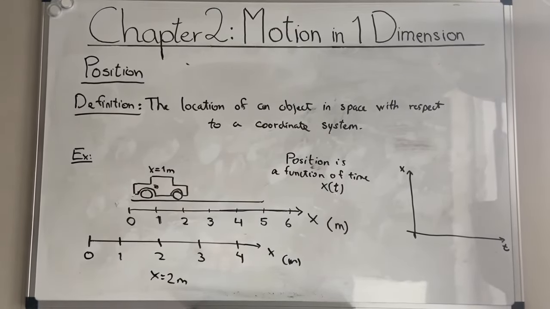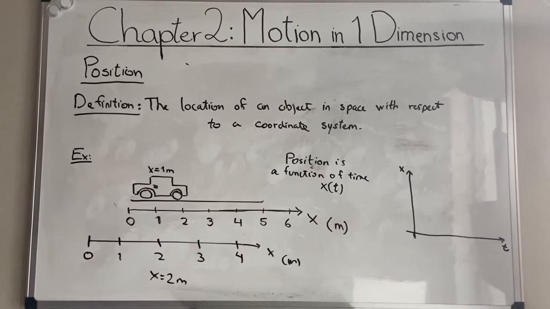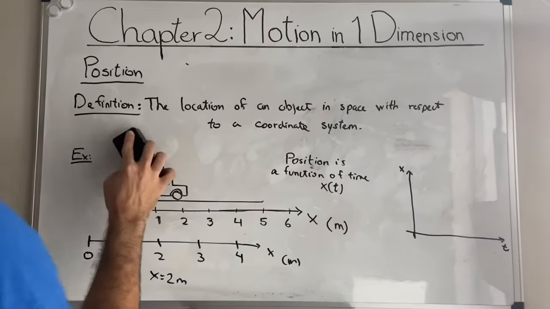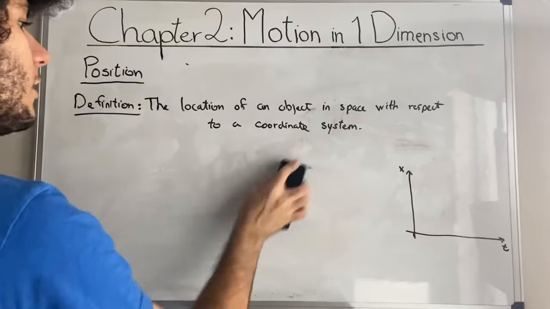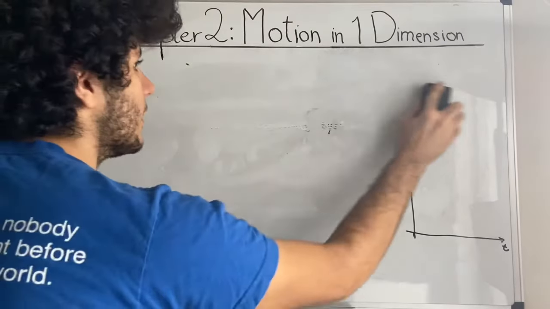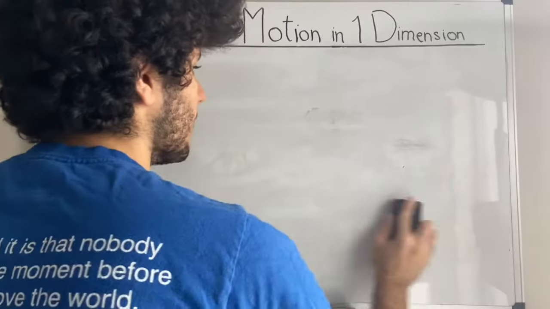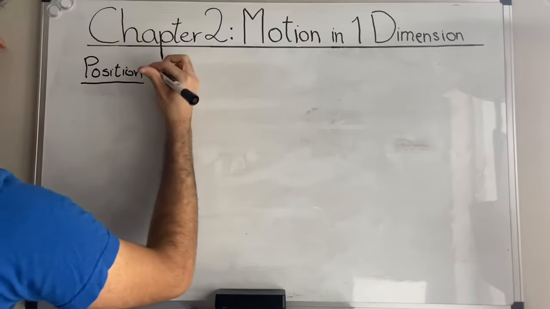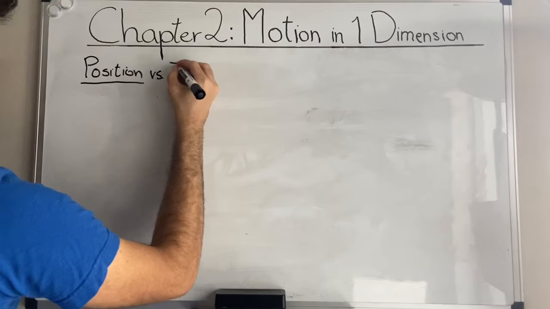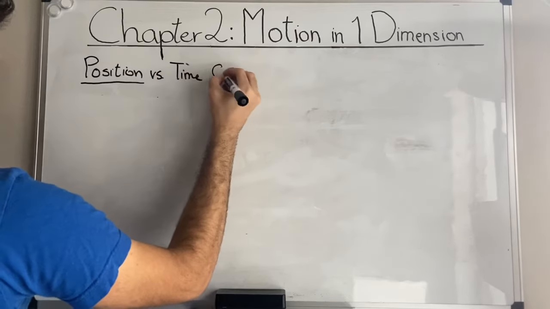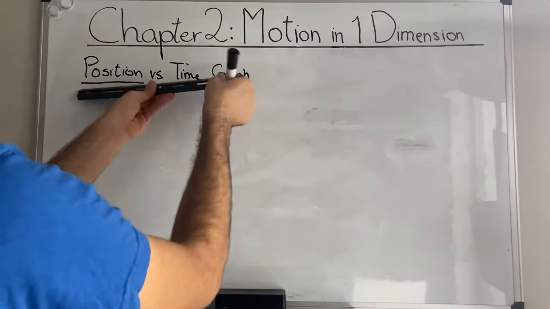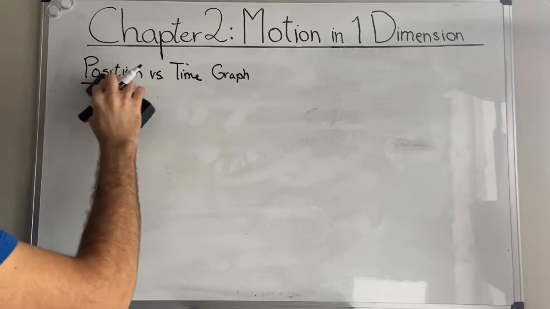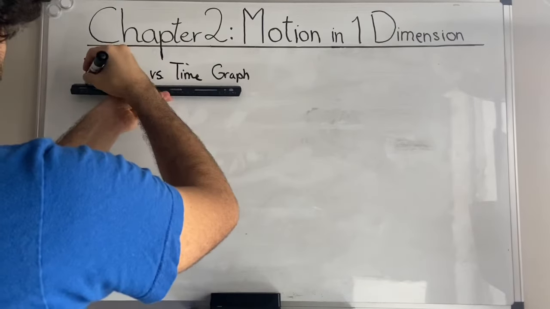Perfect. So, the position versus time graph, right? We're all done with this. We can go ahead and erase what we have. We're still dealing with position, only we're going to be dealing with its graph with respect to time. Position versus time graph, right? We're going to use the graphs a lot in this class. This is only the beginning.